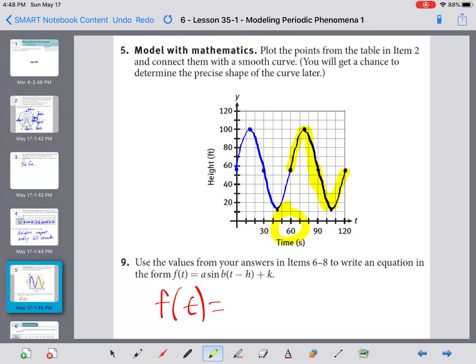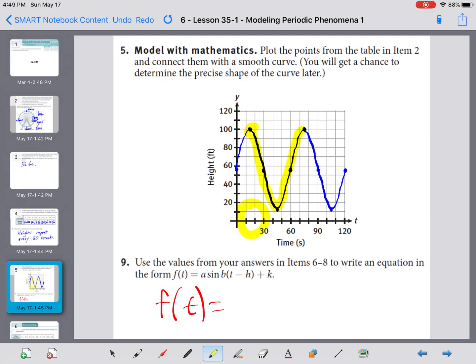Now, you could use this sine curve if you want to. The thing about this sine curve is it has a phase shift, right? We'd have to move this thing to the right 60. So you're going to add an h value into your equation. I don't want to do that if I don't have to. If I didn't tell you to use a sine curve, you could have used a cosine curve. I see a cosine curve, one period of a cosine curve right there. So you could have described this with the cosine curve.